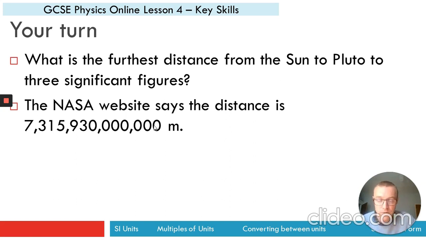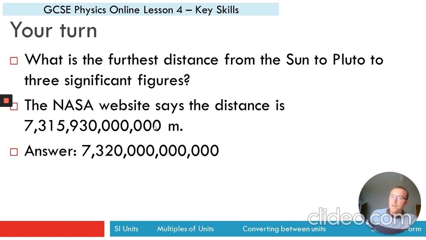Thank you very much. Hopefully you've given it a go. The answer is 732,000,000,000,000,000,000,000,000 meters. Note, again, we've got 1, 2, 3 digits from the left, which we include. Everything else goes to 0. Notice that the 1 has been rounded up to a 2 because the number to the right of it is 5 or above. All the rest go to 0.